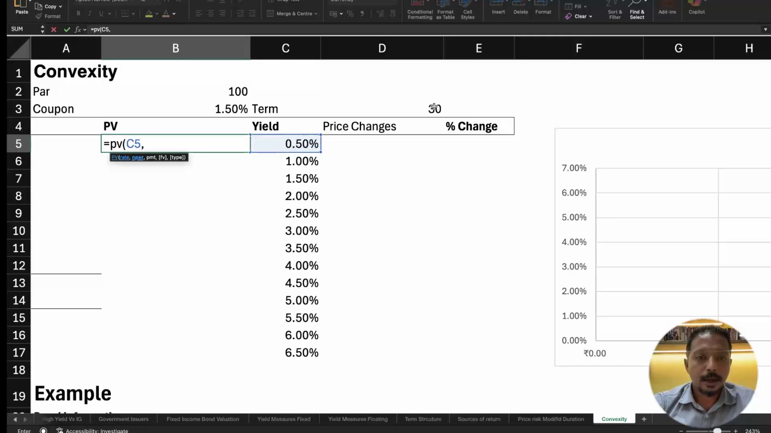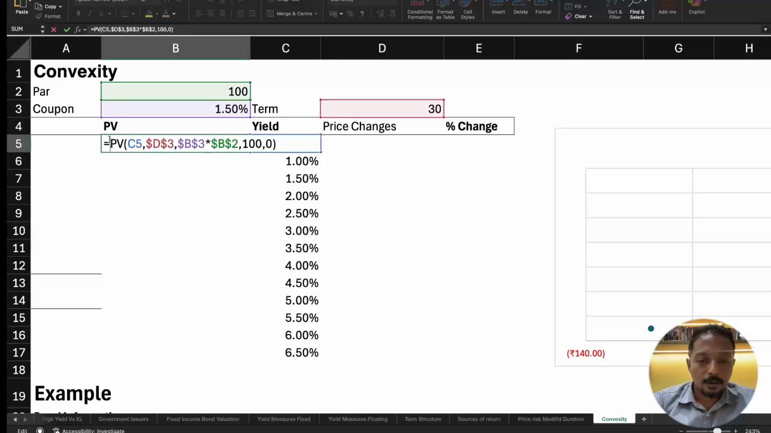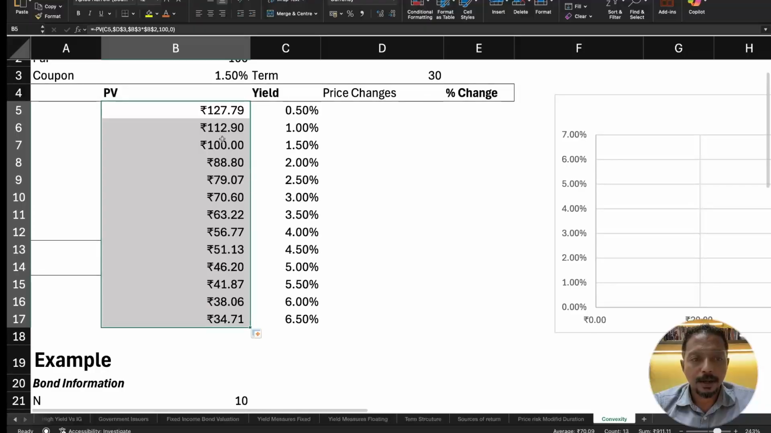And the NPER is going to be fixed at 30. However, what is going to actually change is the yield itself, so nothing else changes except the fact that the yield changes. So we can see now we have a first price of 127.79. I'm just going to double click this and we're going to get the various present values of the bond.